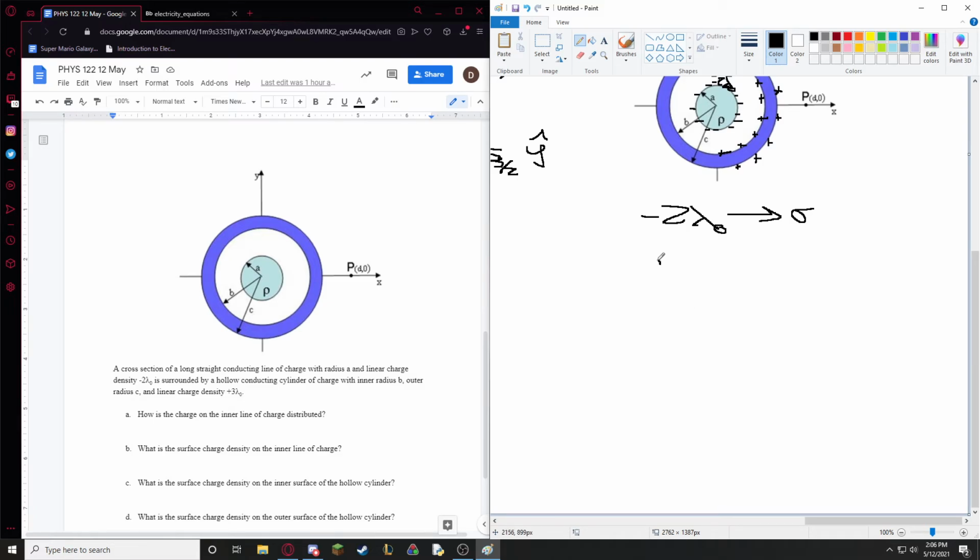Yep, so our total charge is equal to lambda, so it's -2 lambda naught times L. What is L? Length of the wire. It's an infinite wire, right? Yes. So you're saying L is just an arbitrary length of it? Because wouldn't L be infinite?